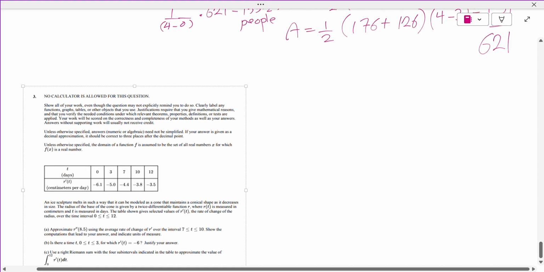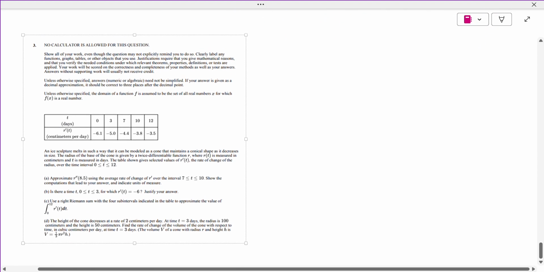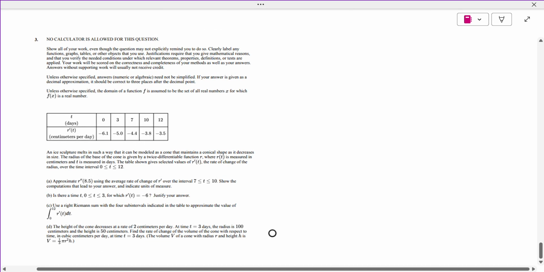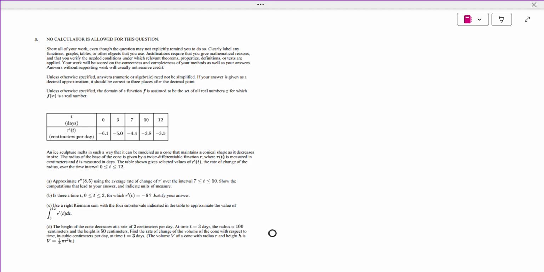Okay, here is the third question. In this question, we have an ice sculpture that melts in such a way that it can be modeled as a cone that maintains a conical shape as it decreases in size. We have a table of T, R prime of T in centimeters per day.